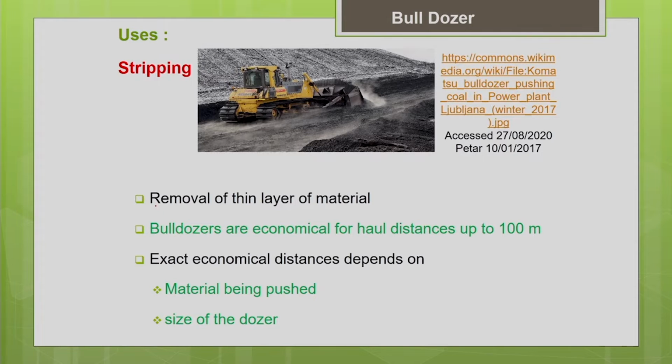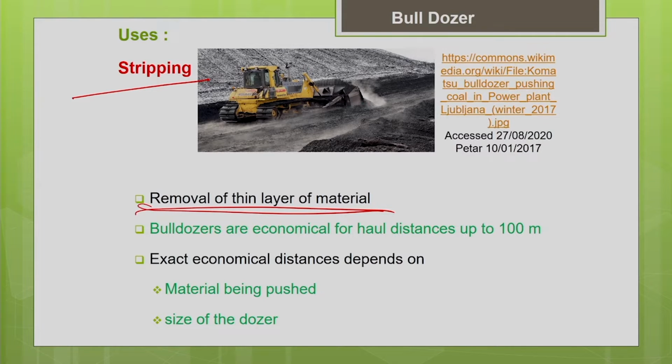Then stripping. Stripping is a very common operation in a construction project site. Stripping is nothing but removal of the top layer of the soil. If the top layer of the soil is weaker, with a lot of vegetation, you have to remove it. Depending upon the depth to which the vegetation is available in your soil, accordingly you have to remove the top layer. That is what stripping is. The bulldozer is very commonly used for stripping the top layer.